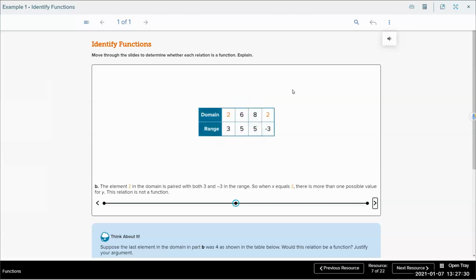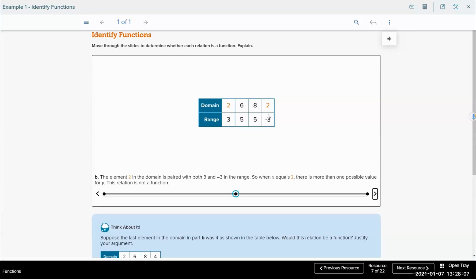The next one, this is a table. And so again, it's all about, does every element of the domain only have one element of the range assigned to it? So what I really have to do is look at the domain. There's a 2, there's a 6, there's an 8. So far, this is absolutely a function, right up until I see that the 2 gets repeated. That's not even a problem until I see it's assigned a different range value. With a 2 and a +3 right here, it would have still been a function. It's the fact that 2 has more than one element in the range, so it's not a function.